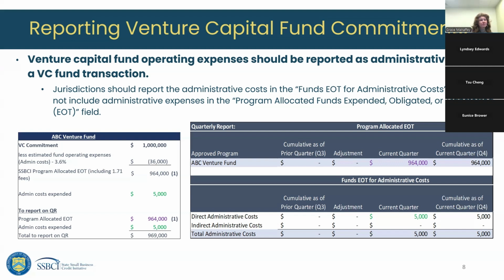Under program allocated EOT, this jurisdiction would report $964,000, which is the SSBCI funds for the program, including 171 fees, as shown in purple on this slide. And under admin cost EOT, you will report the expended admin only. In this example, you will report the $5,000. Okay, so this covers reporting for SSBCI commitment in a VC fund on your quarterly report. If you, of course, have any questions, please do not hesitate to reach out to us.